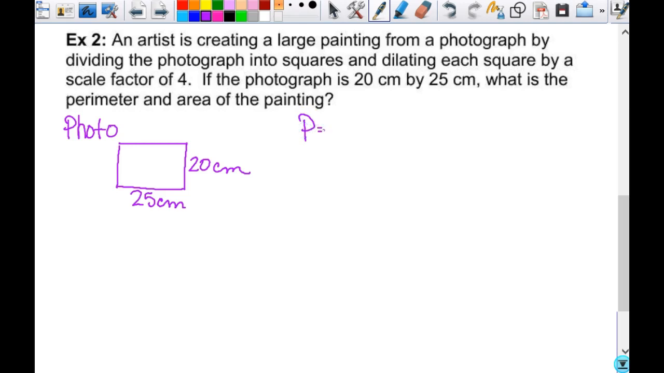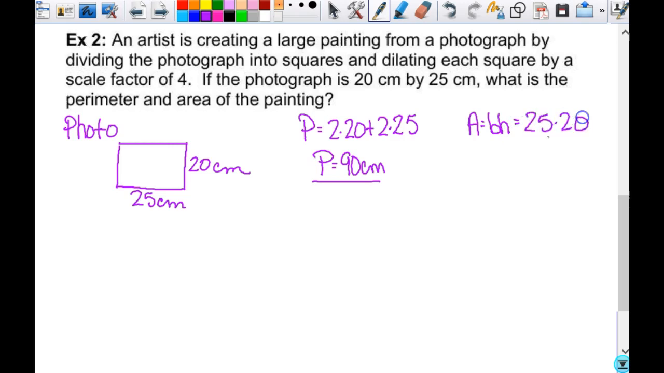And so the perimeter could just be 2 times 20 plus 2 times 25. Y'all agree with that? It's not like it's hard to find. What's the perimeter? 90. So I get 90 centimeters for the perimeter of the photograph. Area is equal to base times height, so that's going to be 25 times 20. So the area is 500 centimeters squared.